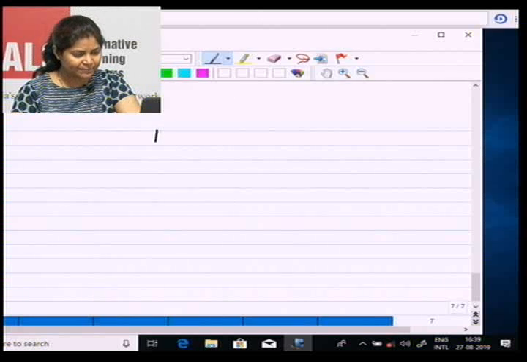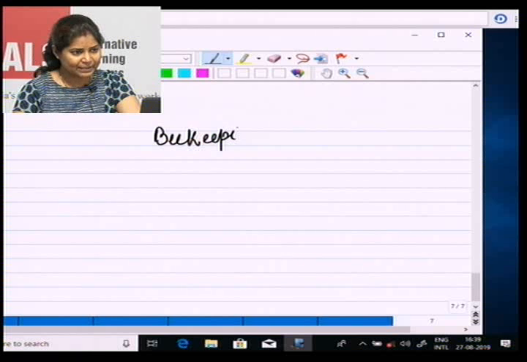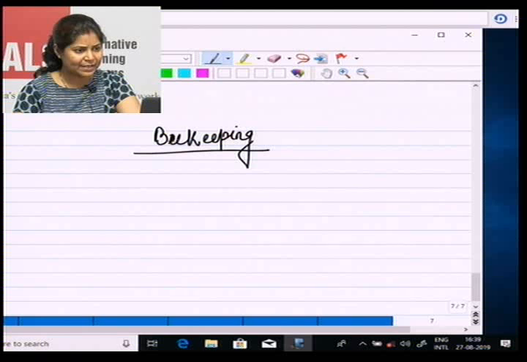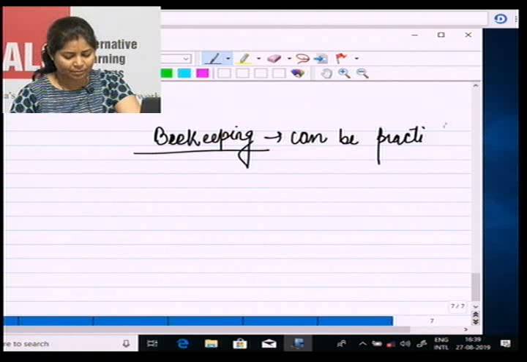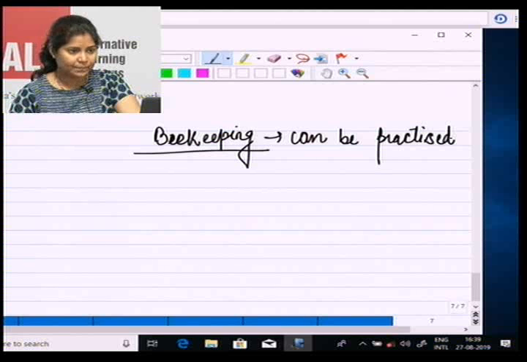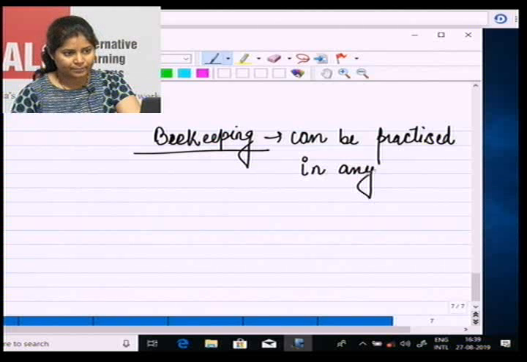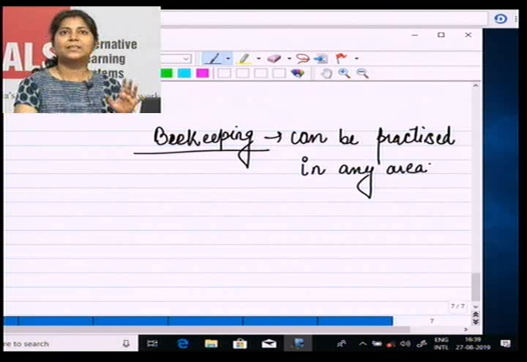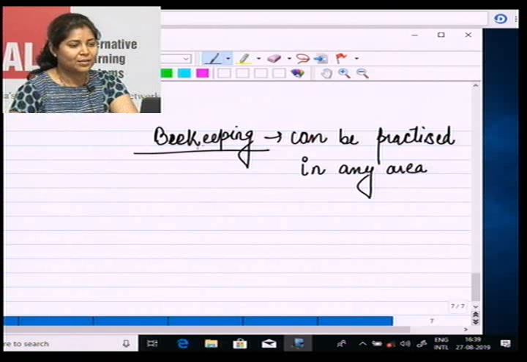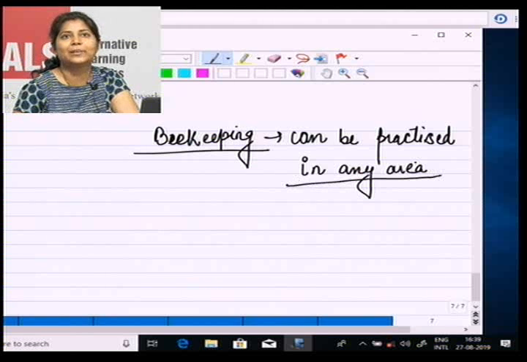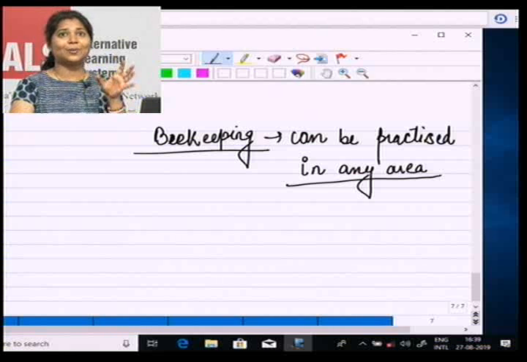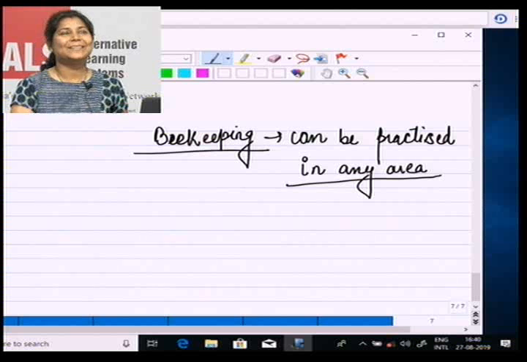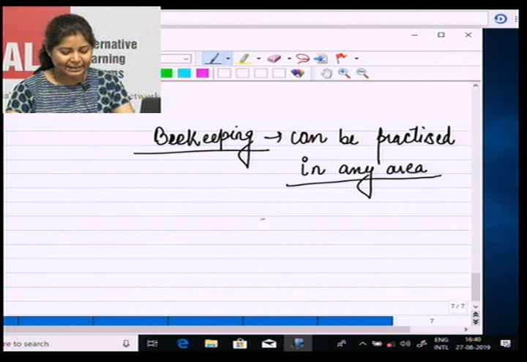So what is beekeeping? What is the basic criteria you need to keep in mind before keeping a beehive? So the first and foremost thing, this can be practiced in any area. Trust me, you can actually. You can practice this in your neighborhood also. This is a very good industry. Trust me. You need a little bit of training. Obviously, you should be sure the bees are not stinging you. But this can be practiced in any area.